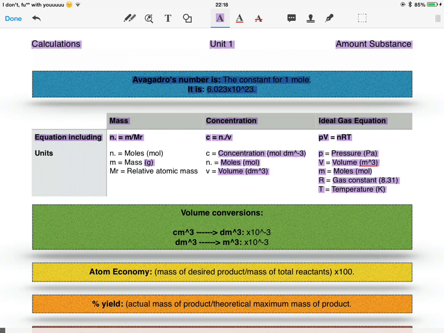So I said that the volume for the ideal gas equation is different, so it's useful then to know the volume conversions. I've broken it down, so centimetres cubed to decimetres cubed is times by 10 to the minus 3, or if you don't like using that sort of terminology, it's dividing by 1,000. And decimetres cubed to metres cubed is also times 10 to the minus 3, or dividing by 1,000. So then to go from centimetres cubed to metres cubed, we basically just divide by 1,000,000, or times 10 to the minus 6.